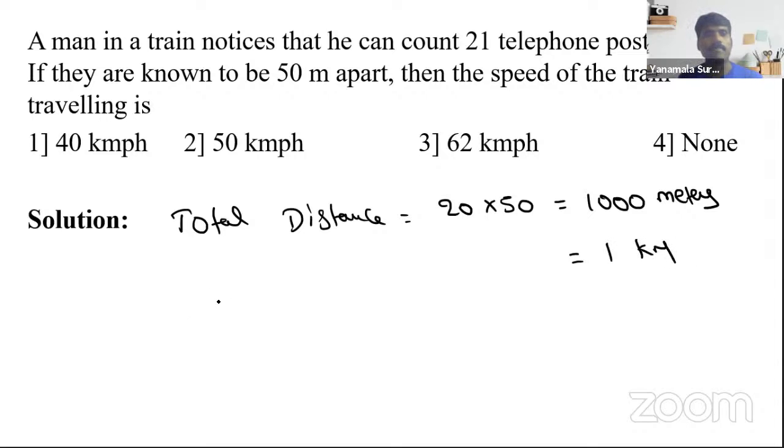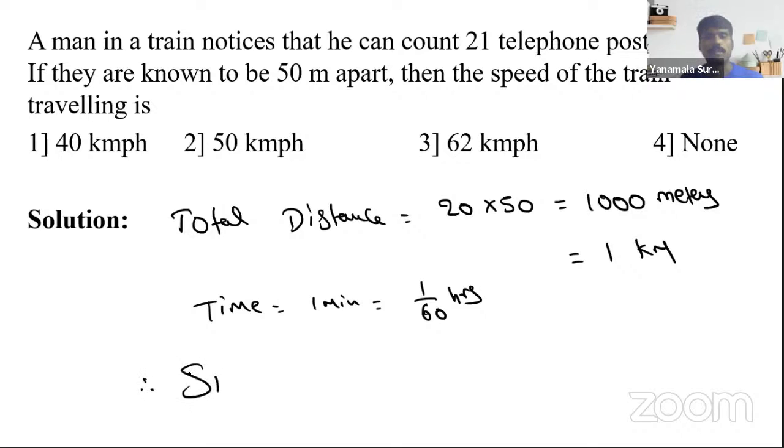Second part, the time they had given. How much did they give? 1 minute. So time equals 1 minute. I'm converting this into hours. 1 minute equals 1 by 60 hours. Sir, why are you converting, sir? Because the options they had given are in terms of kilometers per hour. So the conversion is required.